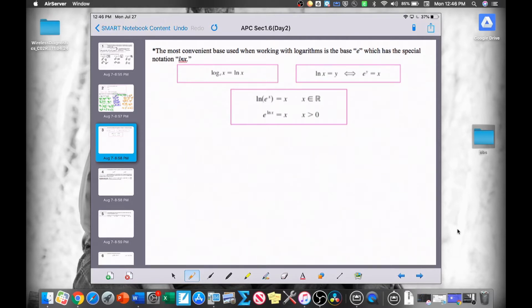Log base e of x we write as ln x. If ln x equals y, then e to the y equals x. And natural log of e to any power is just going to be that power, or e to the natural log of x is just going to be x, right? That is kind of our inverse relationship here, that exponents and logs undo each other, provided that they have the same base, of course.